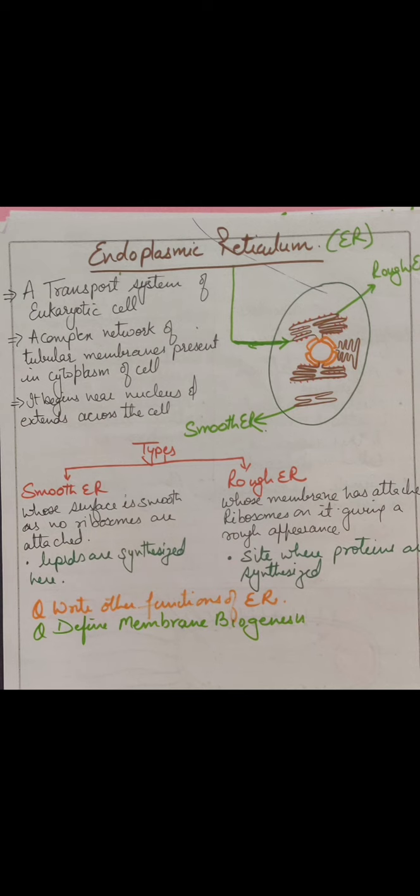It means, just as you see in the diagram, within the cytoplasm a network of tube-like structures is present, and due to this network the name is endoplasmic reticulum. It is mainly a transport channel or transport system of the eukaryotic cell. This network of tubular membrane present in the cytoplasm starts from the nuclear membrane and ends somewhere in the cytoplasm, or it can go up to the plasma membrane also. Because these tubes are highly scattered within the cytoplasm, it gives the appearance of a skeletal framework.